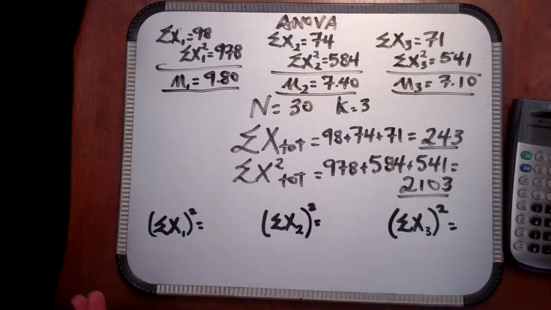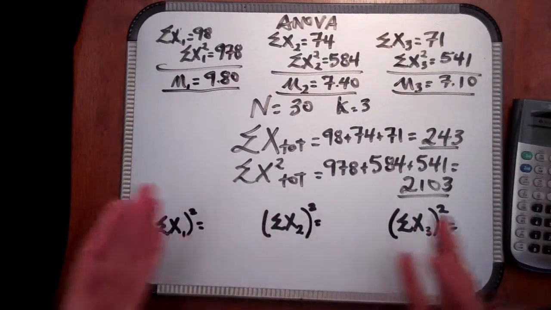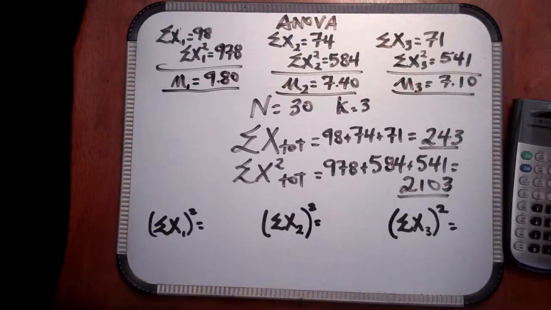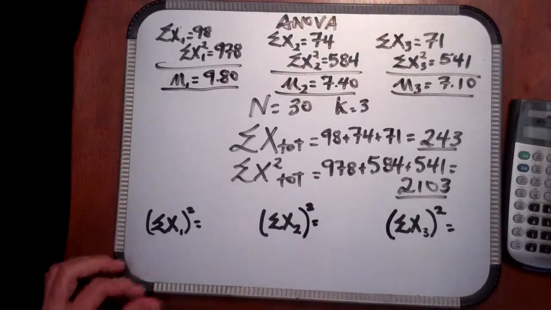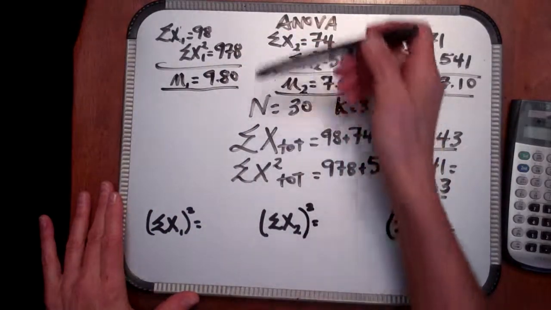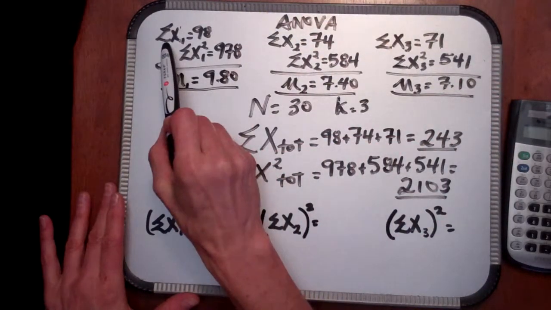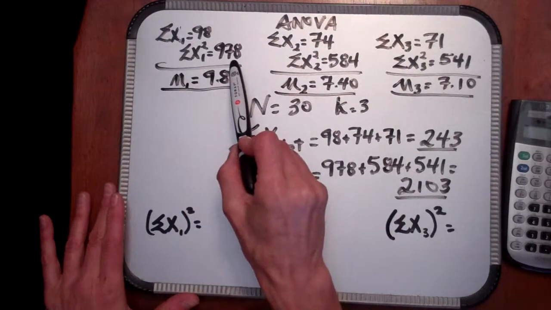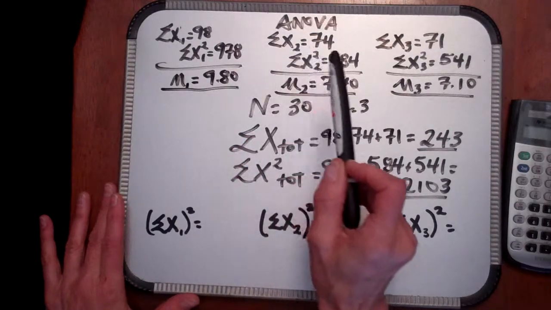Organization is absolutely key, and it's very important that you can see how all these numbers lay out. I've copied these numbers out of your textbook, and let's just review very quickly what each of these numbers mean. It should be very straightforward. This is the sum of the x's for group 1, and that equals 98. If you square each of the individual x's for group 1 and then add those together, you have sum of the x's squared, and that's 978 for this group.